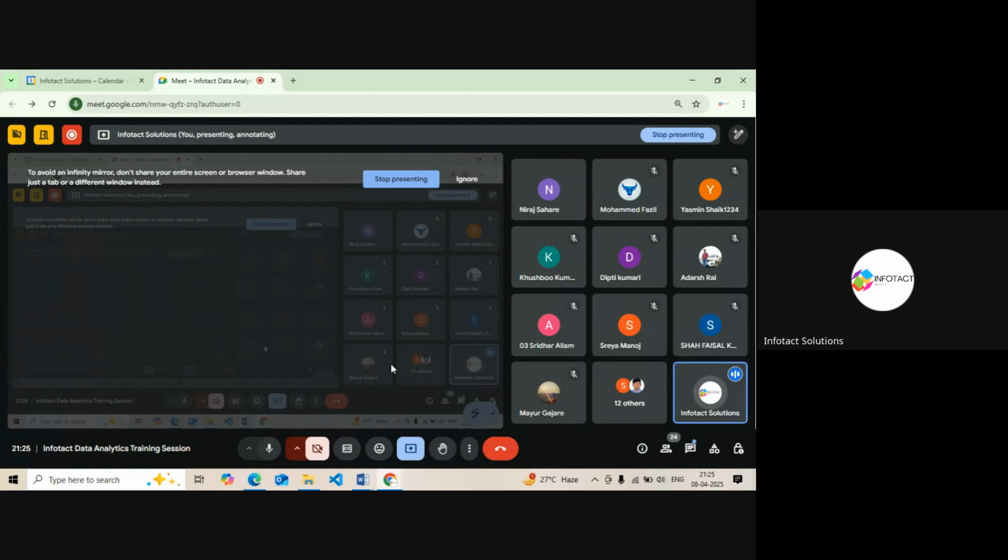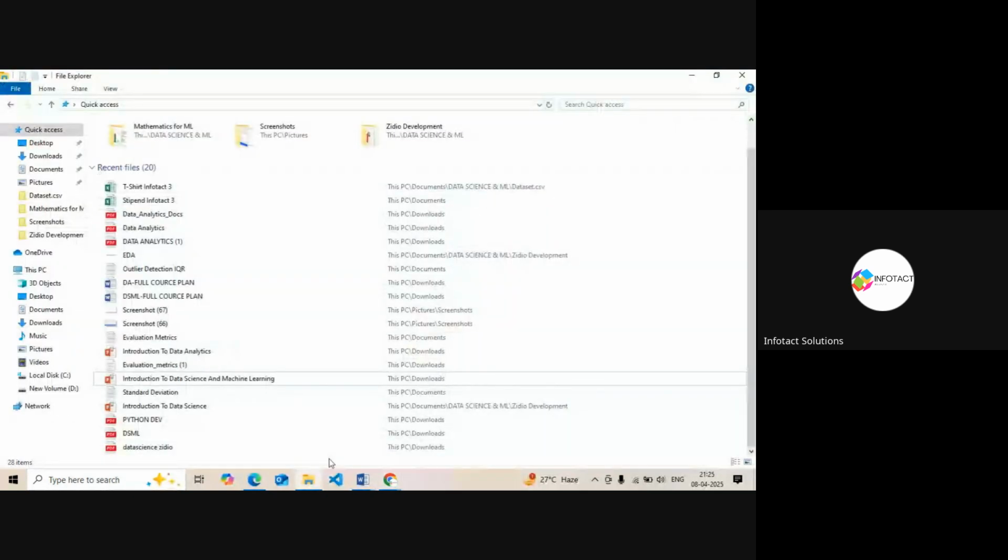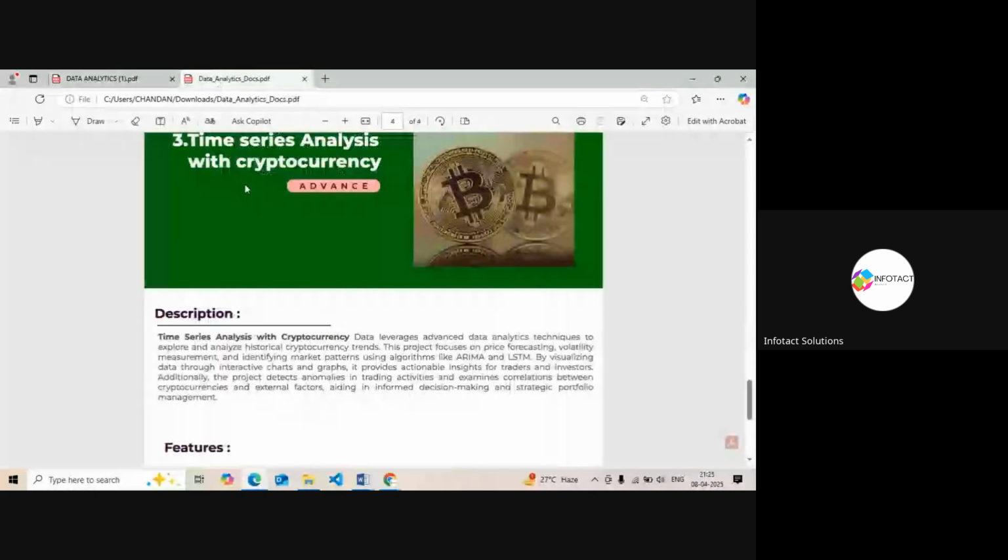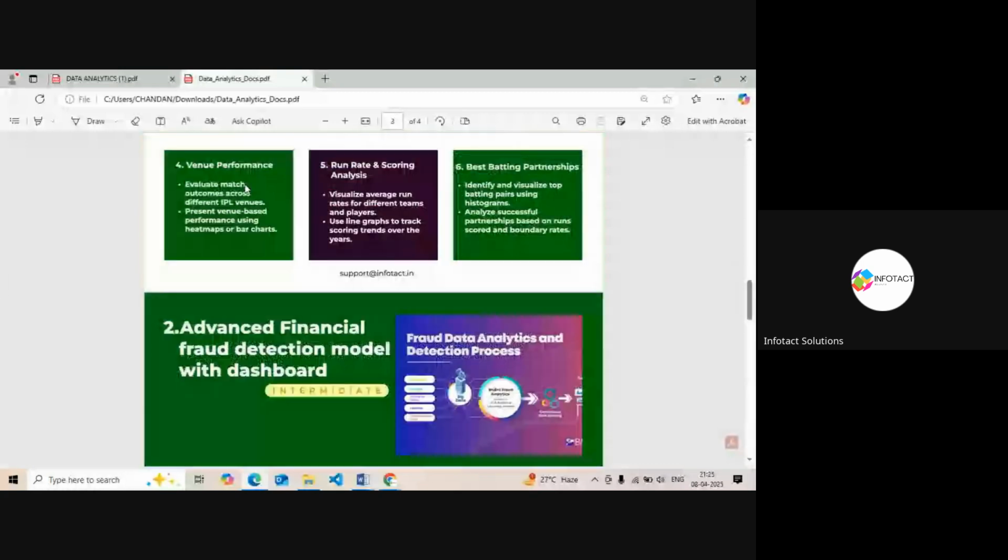So you all know that cryptocurrencies are highly volatile assets, making time series analysis essential for predicting trends, understanding market behavior, and making informed trading or investment decisions. Right? And for the project details, you can go for this one. Just take a screenshot so that you can understand it.